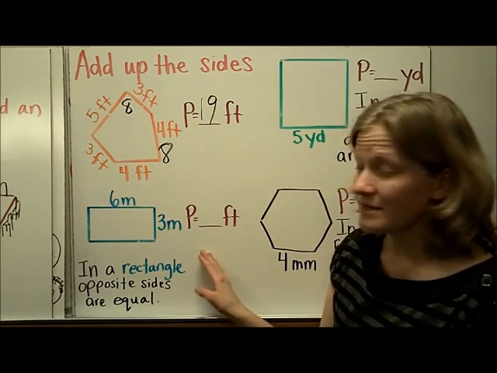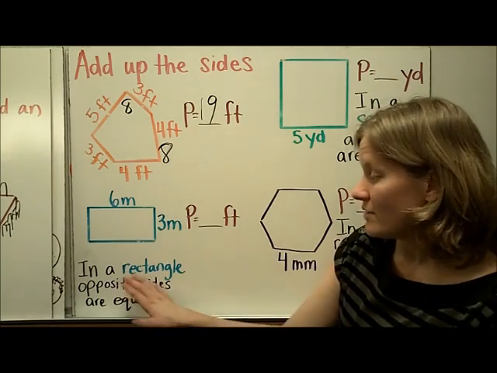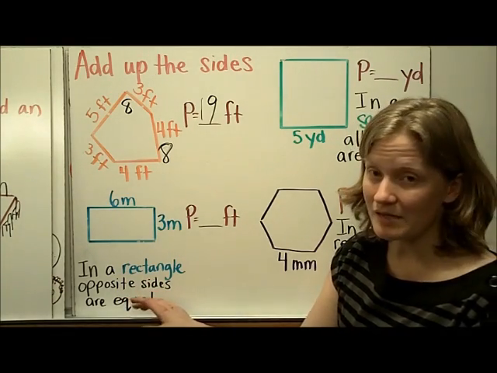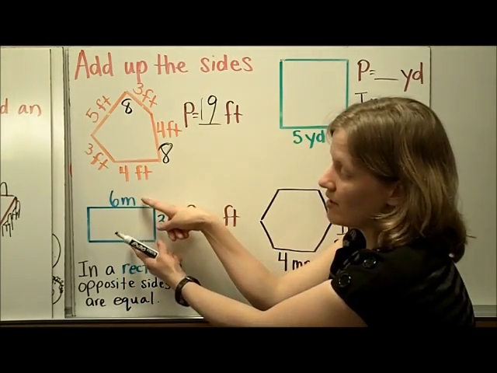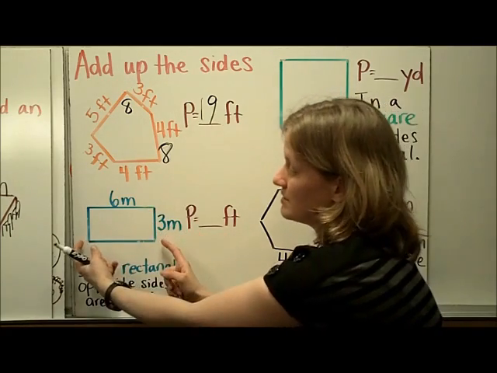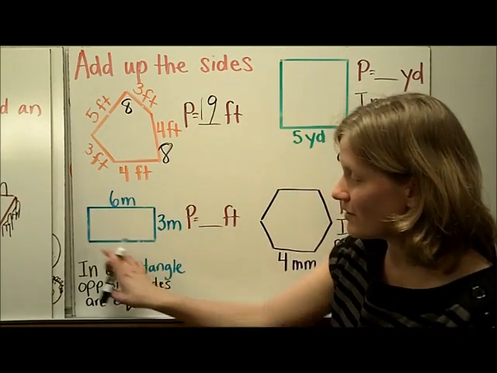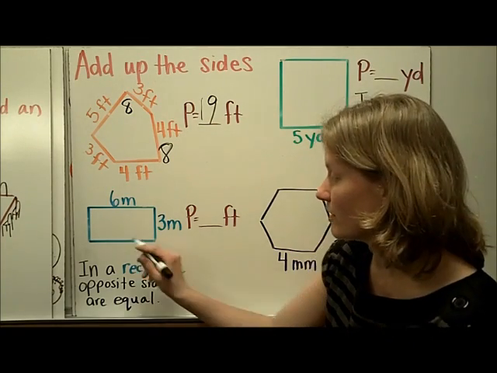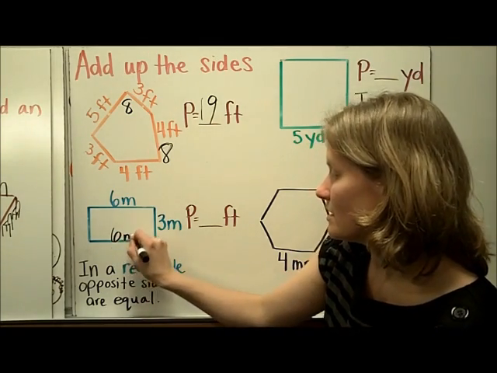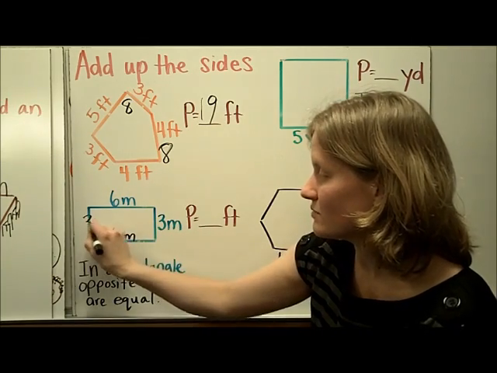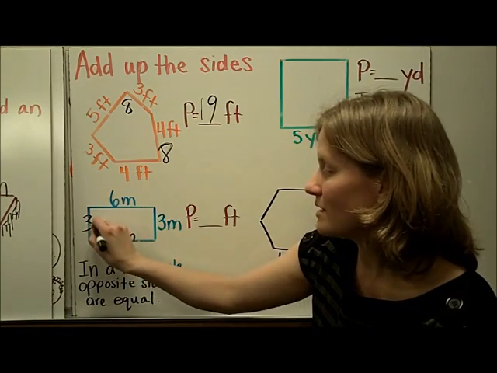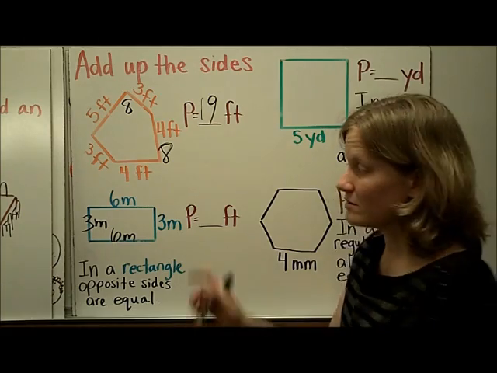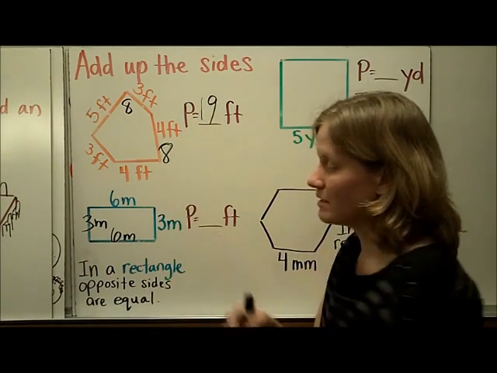The next one is a rectangle, and we know that in a rectangle, opposite sides are equal. So the top and the bottom are going to be equal lengths, and the sides are going to be equal lengths. So even though I'm not given this length, I know what it is because I know how a rectangle works. So this length is 6 meters, and the opposite side of this one is 3 meters, because opposite sides in a rectangle are equal.